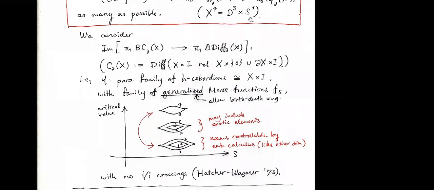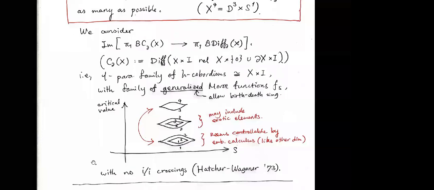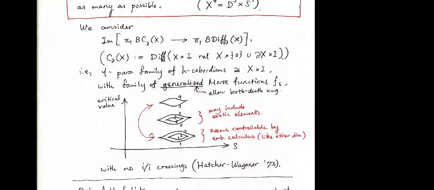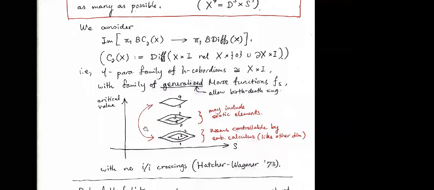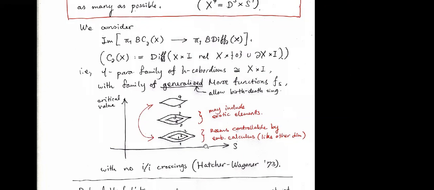In the case that X equals D3 cross S1, the family of generalized Morse functions can be deformed into a family like this. Here, this is the part corresponding to families of one-two handle pairs, and this part corresponds to families of two-three handle pairs, and so on. And it seems that this part of one-two handle pairs seems controllable by embedding calculus like in other dimensions, and like in the results of Badney and Gabay.